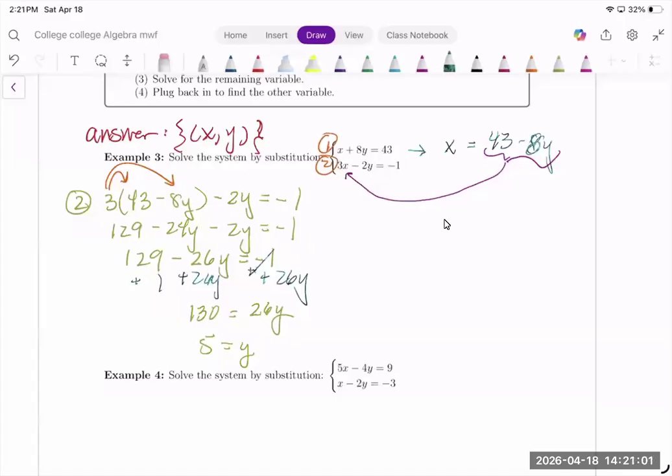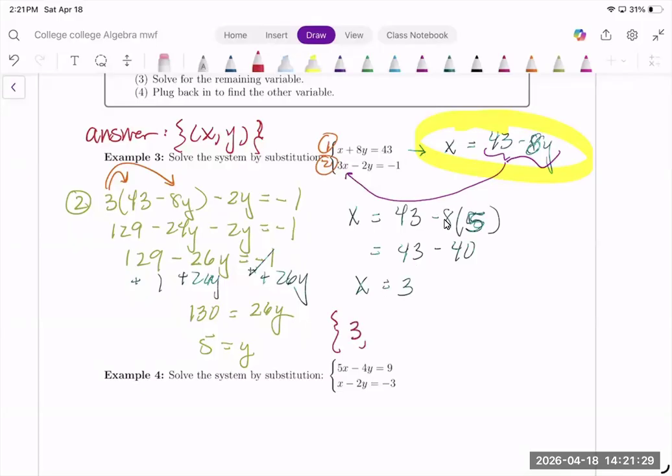So now that we have Y, we're going to come back over here to solve for X. So we know that X is 43 minus 8 times Y, and Y is 5. So this is 43 minus 40. So X is equal to 3. Now we're done. So the answer is 3, comma 5.